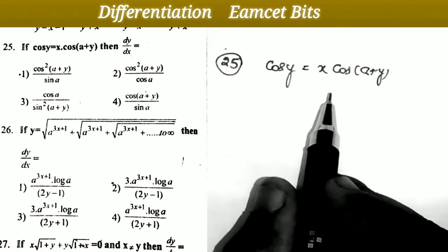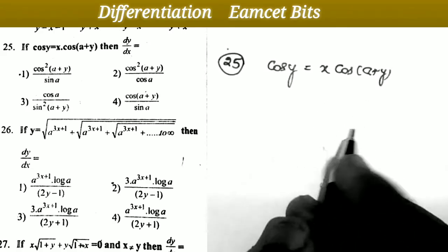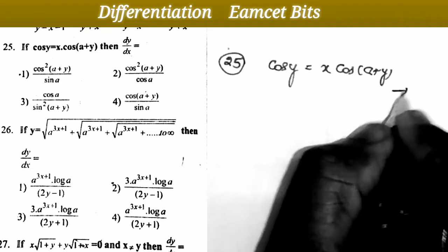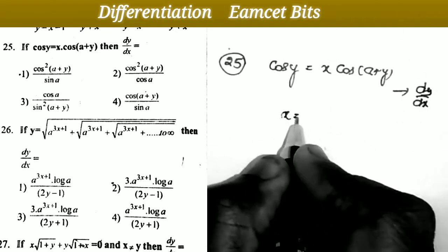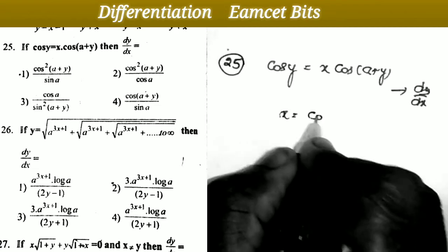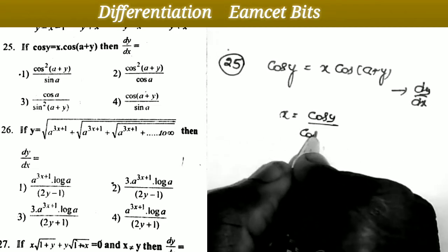Question: cos y is equal to x into cos of (a plus y), then what is dy by dx value? So we want the dy by dx value. First, from this equation we take the value of x. What is the x value? x is equal to cos y by cos of (a plus y).